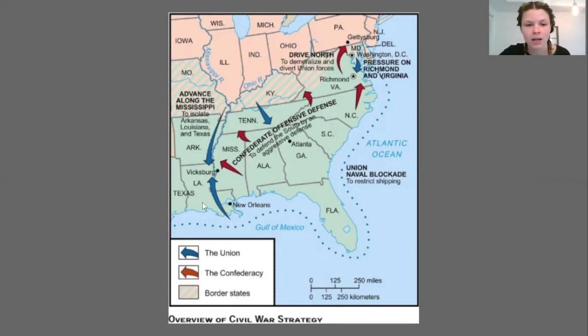Here's the Mississippi right here. Again, the Union thinks that if they can take control of the Mississippi River, then they can kind of keep some states away from other states in the South. The states that would kind of separate Arkansas, Missouri, Texas, etc., from the other parts of the South. If they take over Richmond, Virginia, then they can have a little bit of control there.